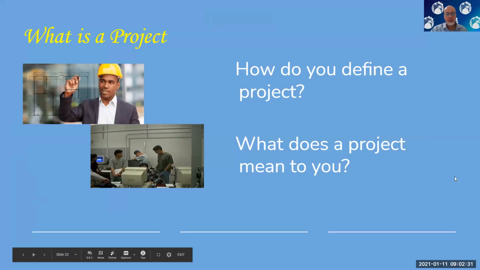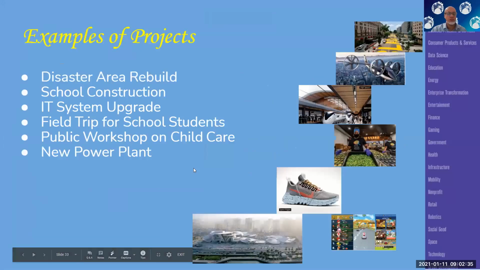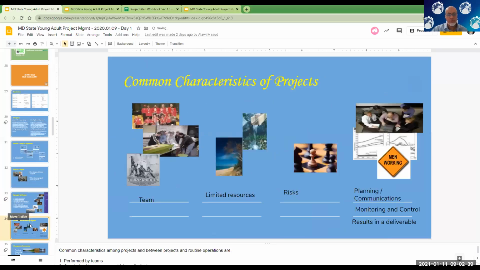We talked about common characteristics across projects. We gave examples of projects. We mentioned all these things. We also talked about common characteristics, that there's a team behind the scenes, there's some limited resources, there are risks, and it requires planning, communication. It requires the ability to execute work and the ability to control and monitor that work that's being executed, compare it to your plans to see how close or far you are from your goals.